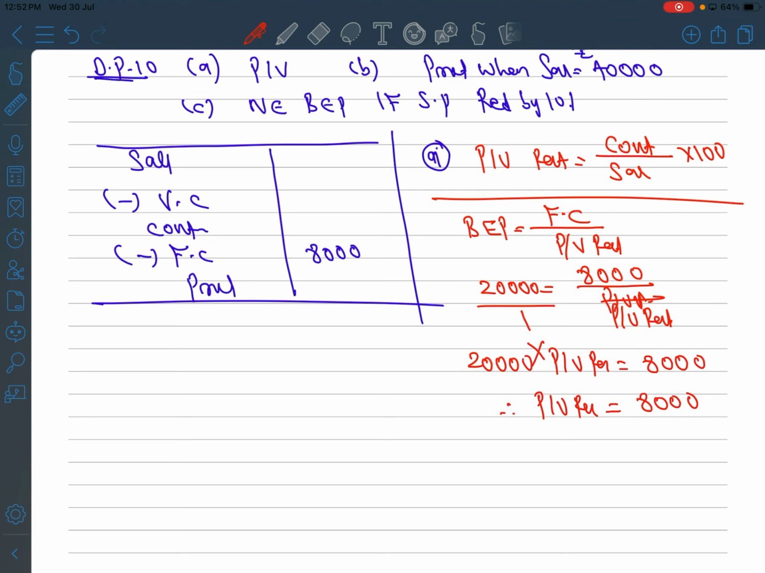divided by 20,000 into 100, because when it comes to the other side, the right hand side, it will be divided by the opposite. How much will be the percentage? 40%. Yes, 40% is correct. From here we can see that contribution is equal to 40%, then variable cost is equal to 60%, and sales is equal to 100%.